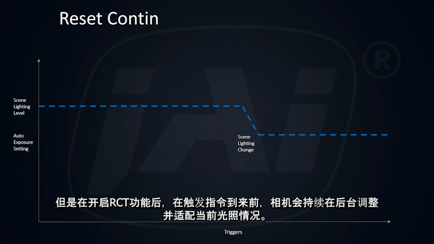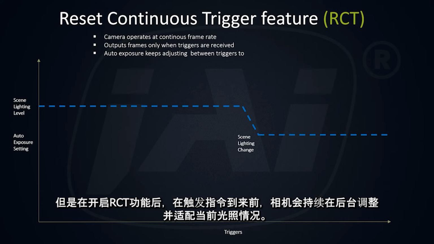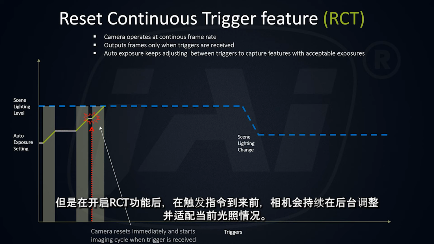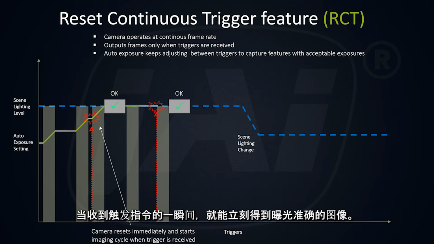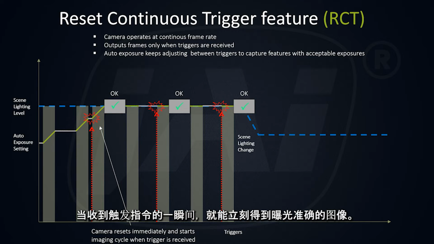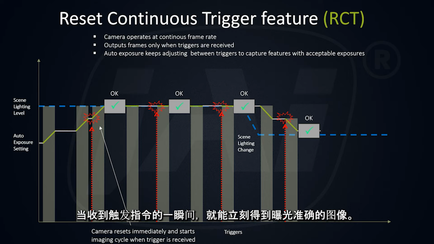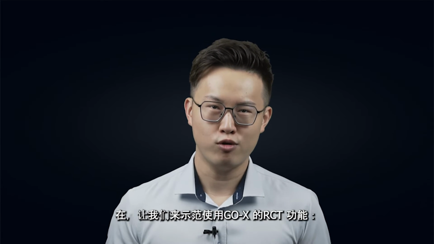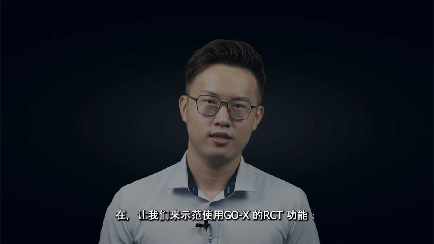But with RCT, the camera keeps the imaging operation running inside the camera while waiting for a trigger, so the auto exposure level can continue to adjust to the lighting conditions in the scene. Then, when a trigger is received, RCT immediately resets the sensor and captures an image with the proper exposure. Now let's go to the demo to see RCT in action.